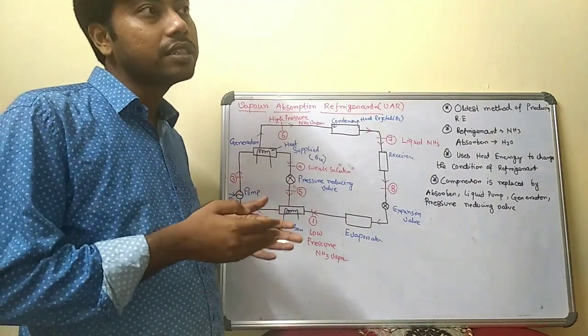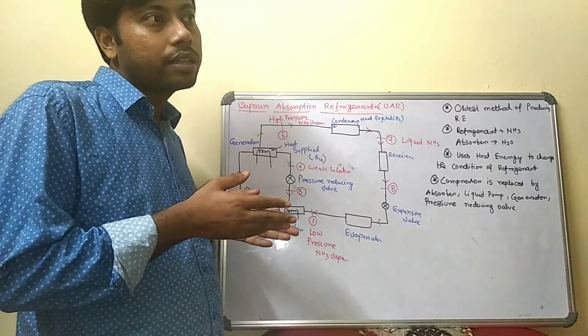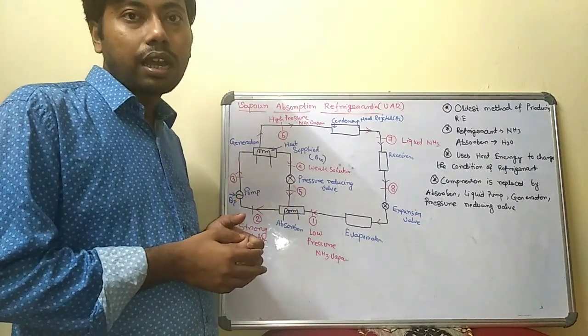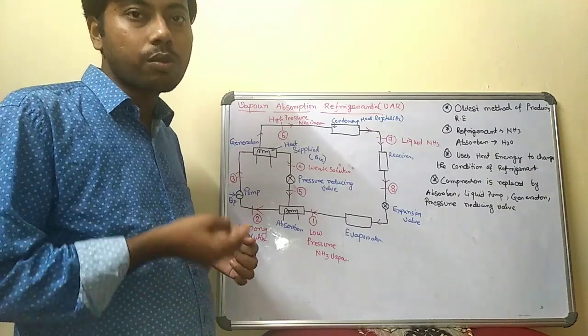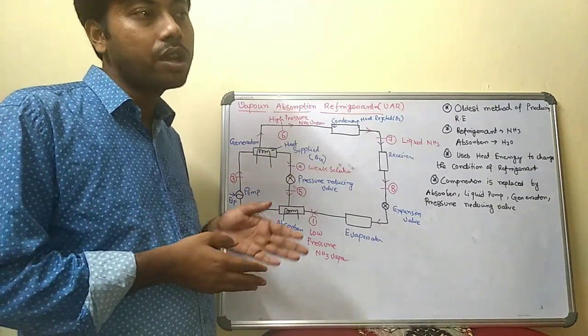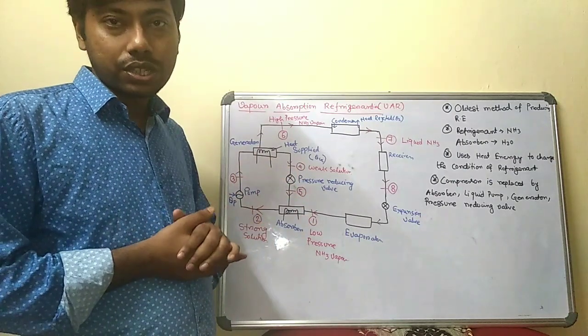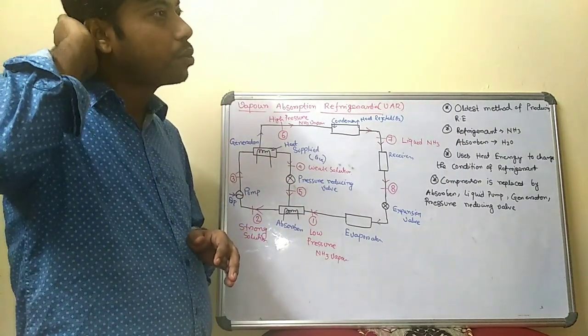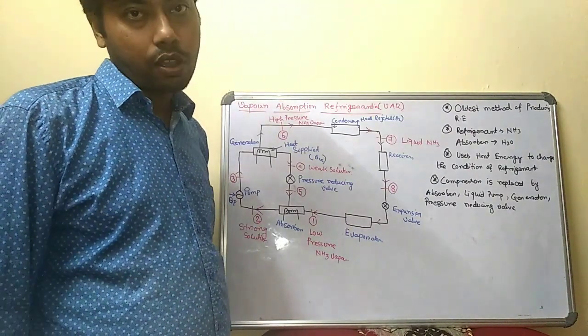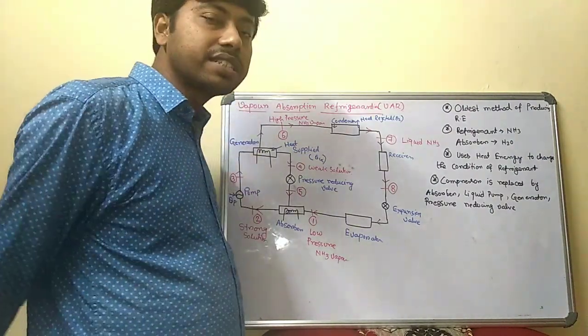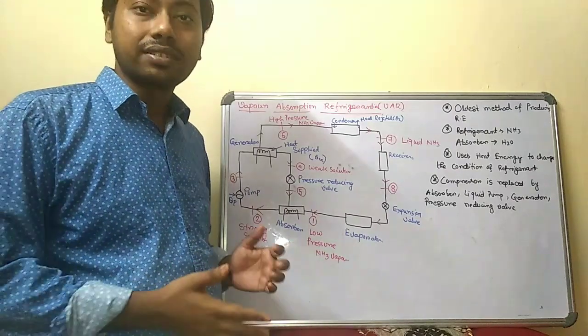Besides that, in the VCR cycle, mechanical energy is used to change the vapor refrigerant from one state to another, or to change its thermodynamic properties. But in the VAR cycle, only chemical energy or heat energy is used.